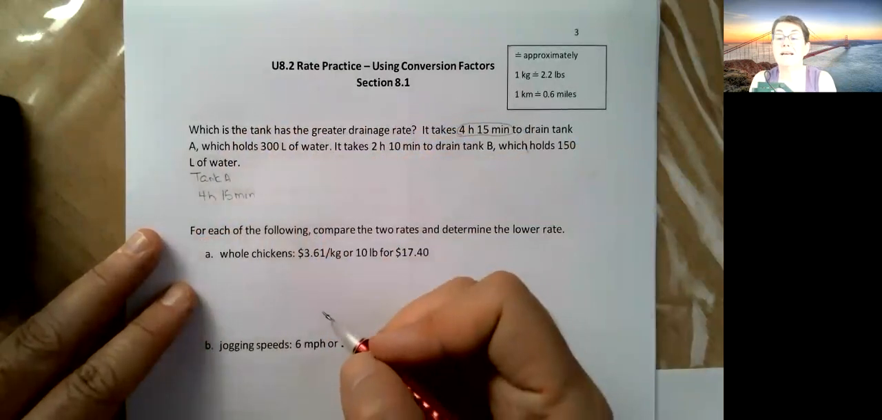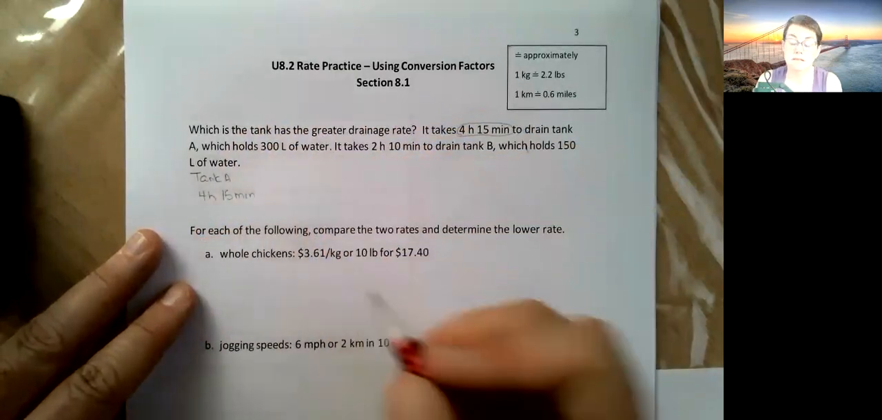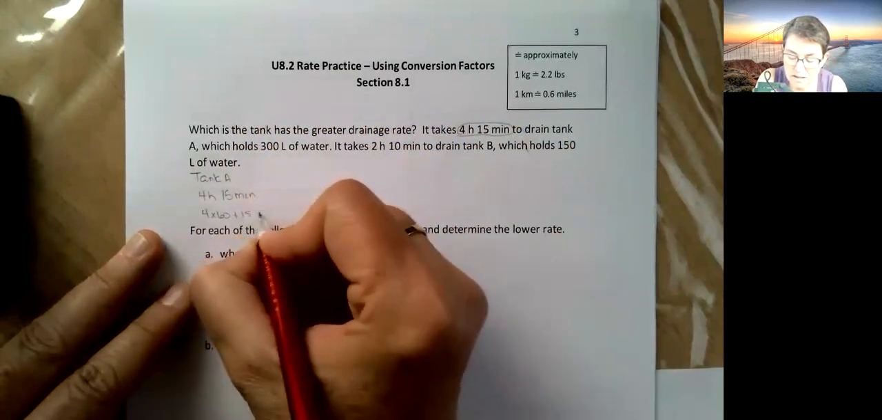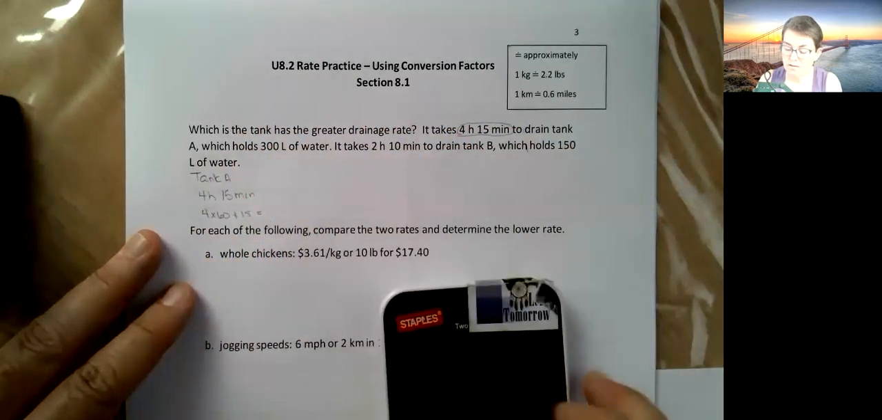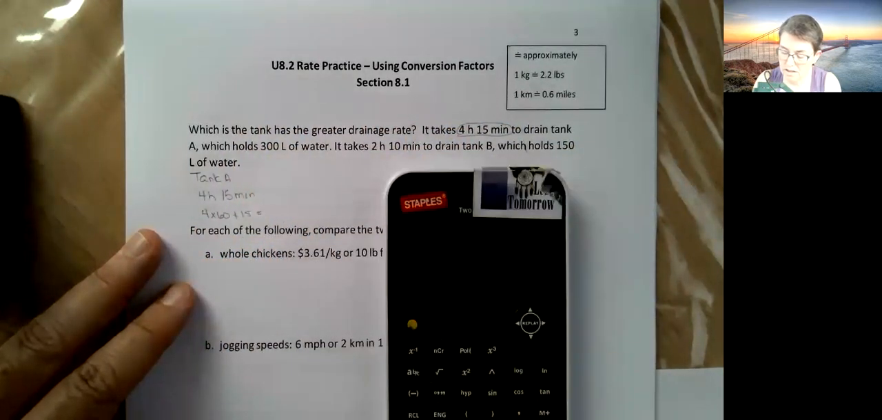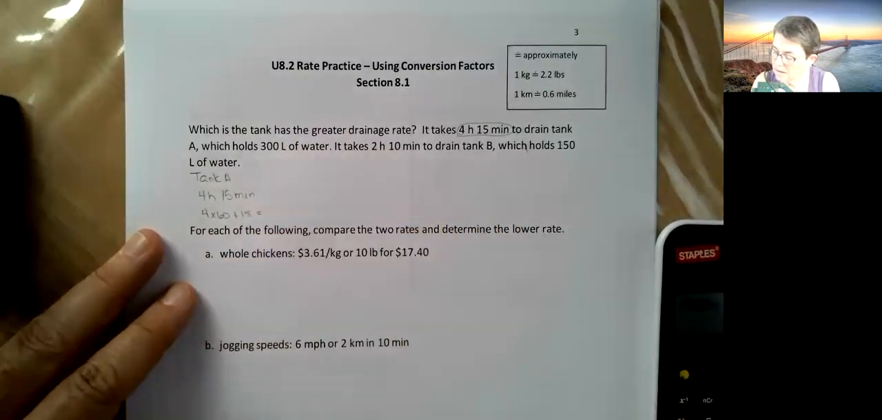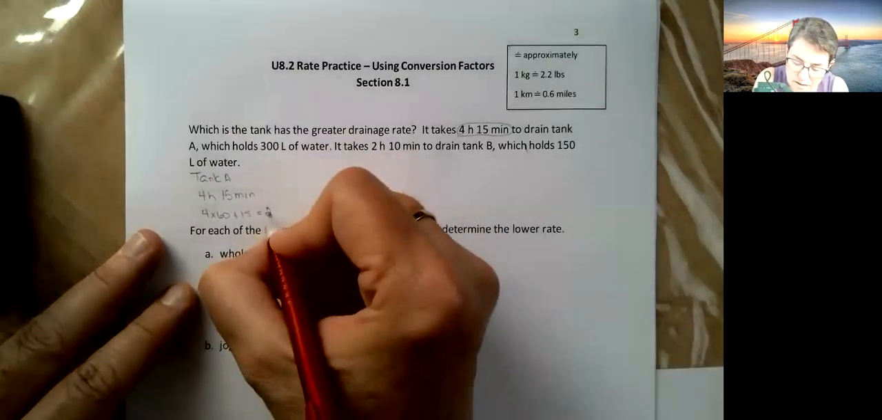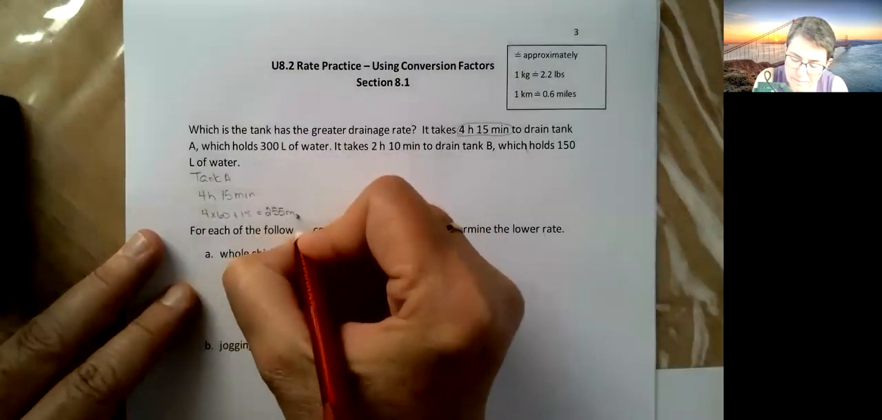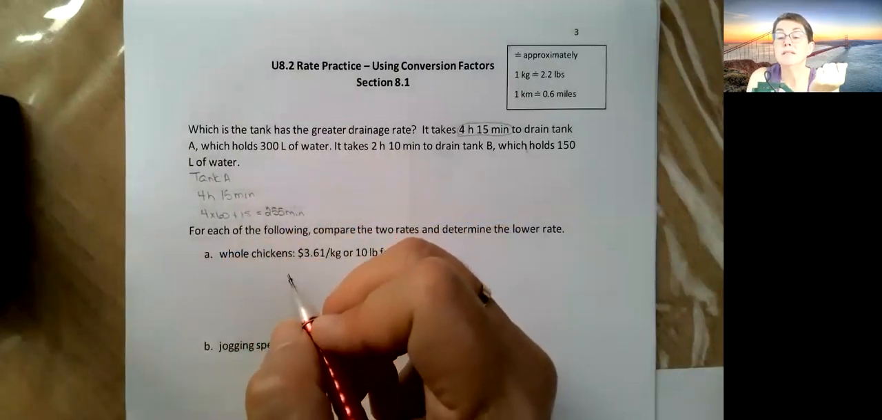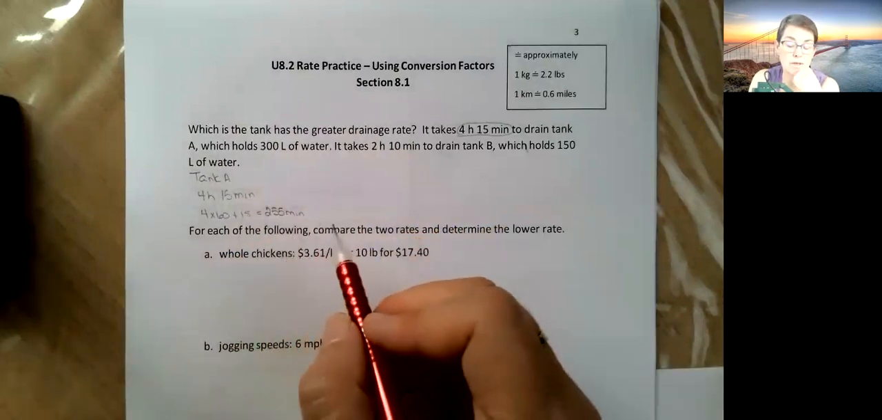There are, y'all know this, 60 minutes in an hour. So that's going to be 4 times 60 plus 15. So 4 times 60 is 240, plus 15 is 255 minutes. Oh, another thing I didn't write anywhere on here. It is probably in your best interest to always keep your units on there so you remember what you're doing.